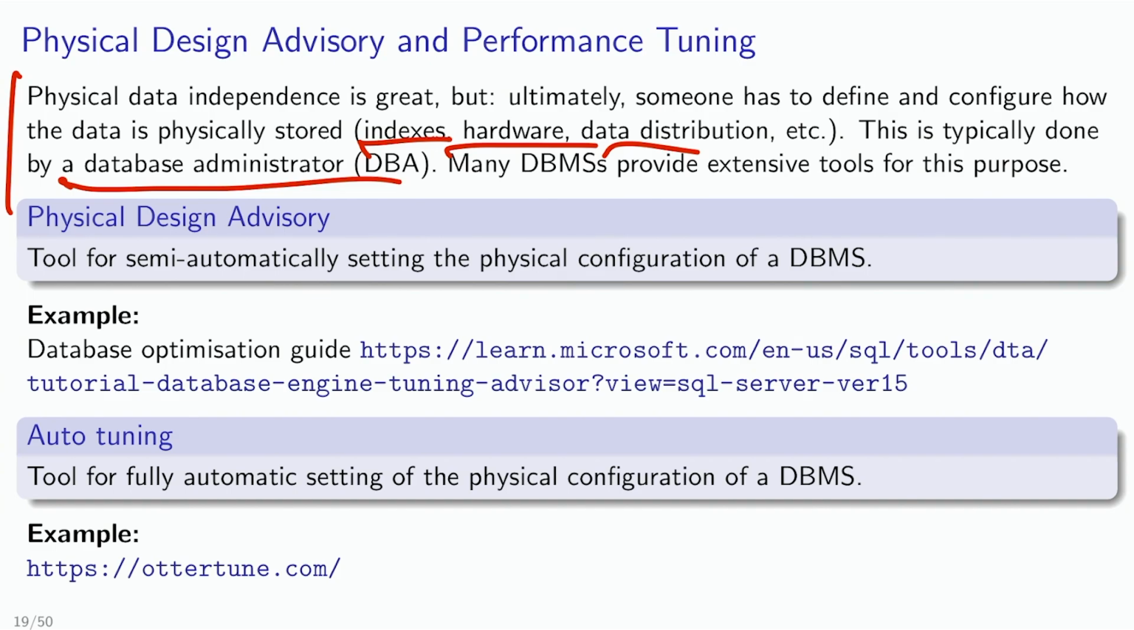However, depending on the system you're using, you have tools that help you with that. And they're called physical design advisory. So that's a tool for semi-automatically setting the physical configuration of a database. For instance, these tools may recommend to create certain index structures. They say, oh, you should better create an index there. Or they say, hey, you better partition your table, or you better get some second server and distribute the load somehow.